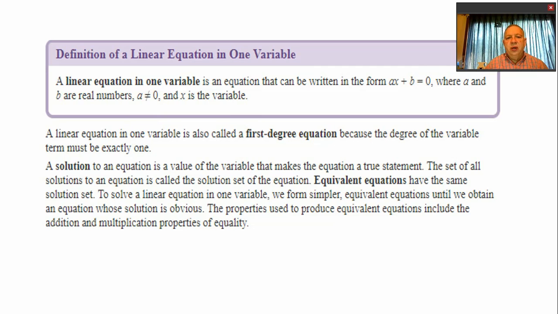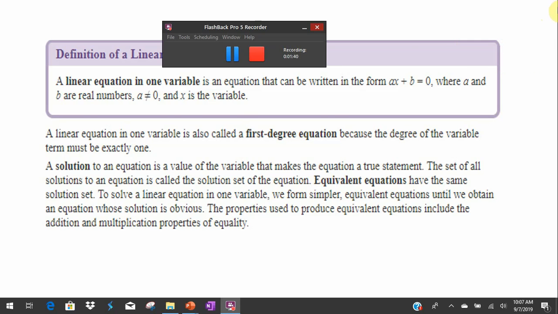To solve a linear equation in one variable, we form simpler equivalent equations. So they look a different form, but they're equivalent, and we continue that until the equation's solution is obvious. Hopefully we'll have x by itself on one side, a constant on the other side, and we can just read off what the value is. So the properties used to produce equivalent equations include the addition and multiplication properties of equality. Okay, so let's move on.